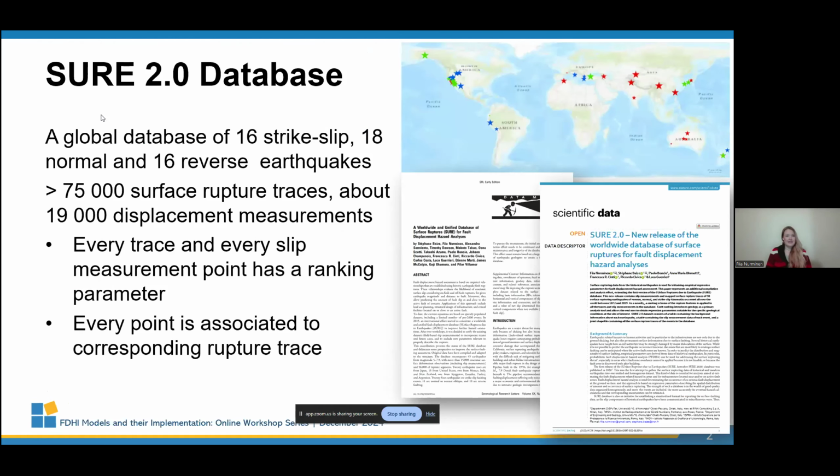So in the SURE database, we have 50 earthquakes of all main kinematics: 16 strike slip, 18 normal, and 16 reverse earthquakes. In the database, there are more than 75,000 surface rupture traces and about 19,000 points of displacement. Each of these has a ranking applied to them, and every point is associated to the corresponding rupture trace.